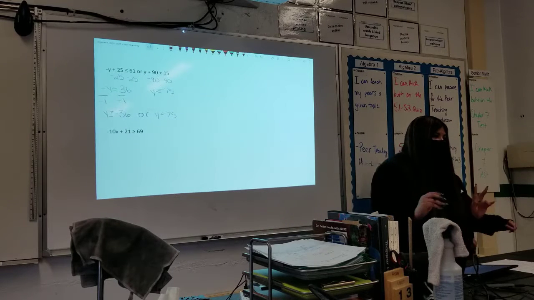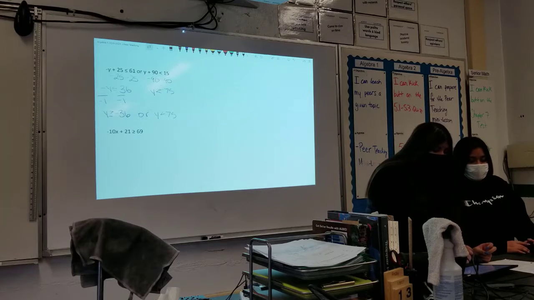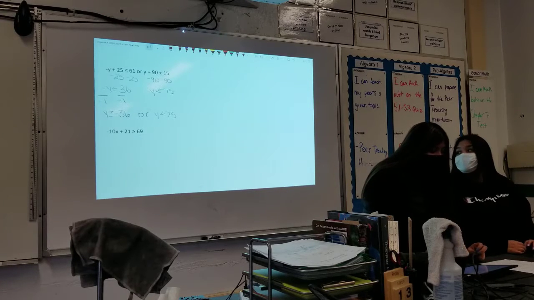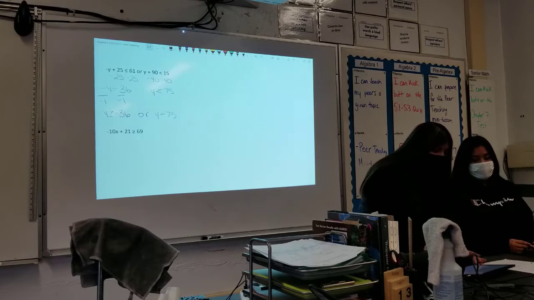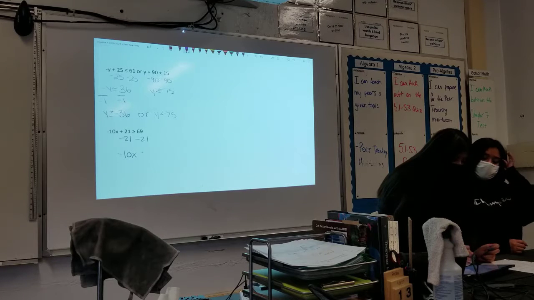Alright, so this one's considered the normal problem. So it's negative 10x plus 21 is greater than or equal to 69. So you're just going to subtract 21 on both sides. Then you'll get left with negative 10x is greater than or equal to 69. Or no.